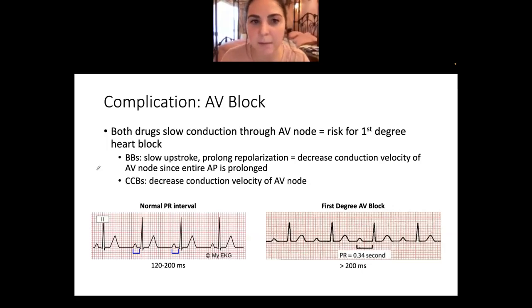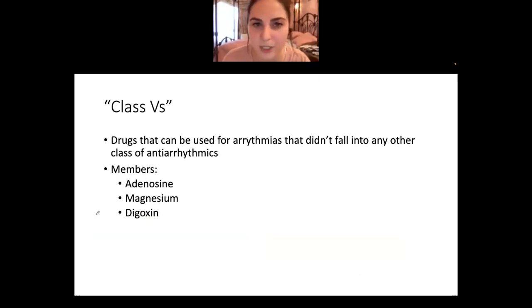AV block, we just talked about it. Both of these slow conduction to the AV node. Digoxin does this too. Adenosine does this. We're going to talk about these very briefly with the class 5s. But as we know, beta blockers slow the upstroke, prolong repolarization. It's going to decrease conduction velocity through the AV node because we're now prolonging the entire action potential, because we need the nodal action potential to move into the contractile cell action potential. So by prolonging the entirety of the action potential, you're decreasing conduction through the AV node. Same thing with these calcium channel blockers. Okay, so just know that this is a complication that can happen with these rate controllers.